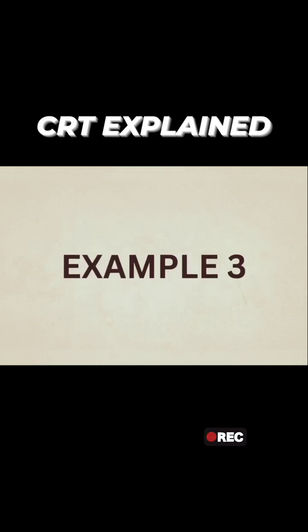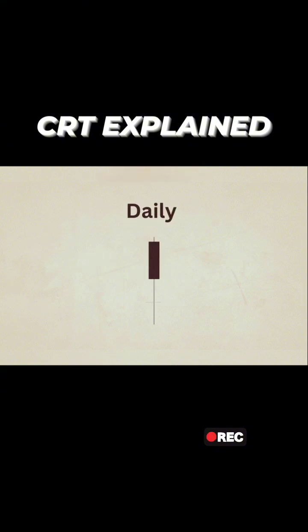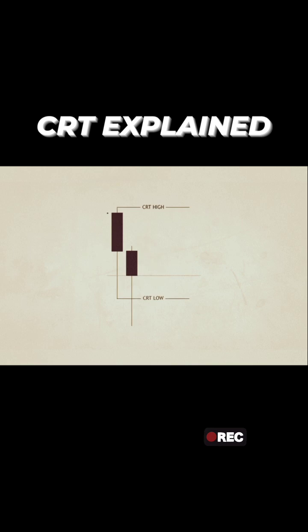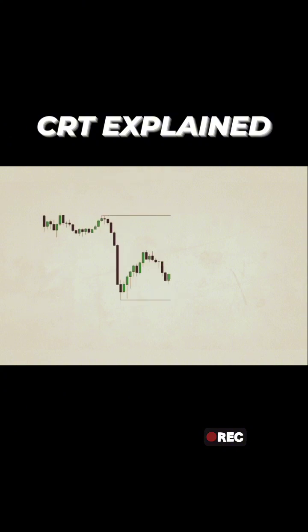Now let's move on to the next example. This is the daily chart. Price swept the candle's low and then closed above it. That means we are now aiming for price to take out the CRT high. Since we're using the daily chart based on time frame alignment, we'll drop down to the 1-hour chart to look for entries. On the 1-hour chart, we can clearly see that the CRT low was actually a liquidity sweep.